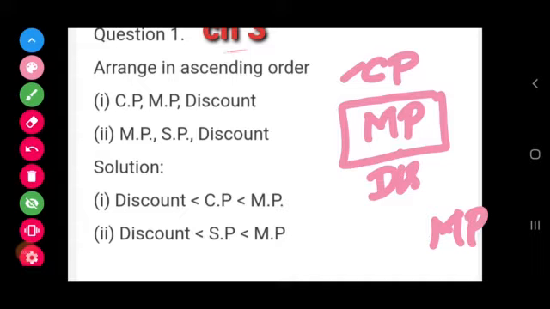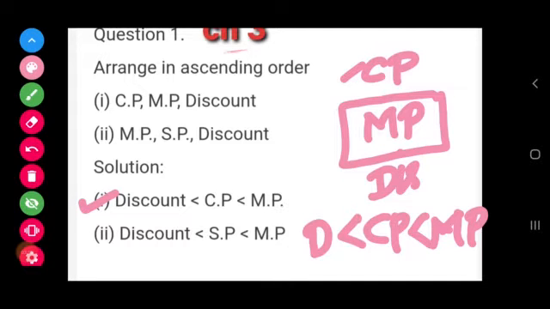Okay. Next, we have to check CP and discount. Always CP is higher than discount. Discount will be a small amount from the market price. So, discount is less than CP, which is less than MP. That is the first answer. Discount less than CP, less than MP.